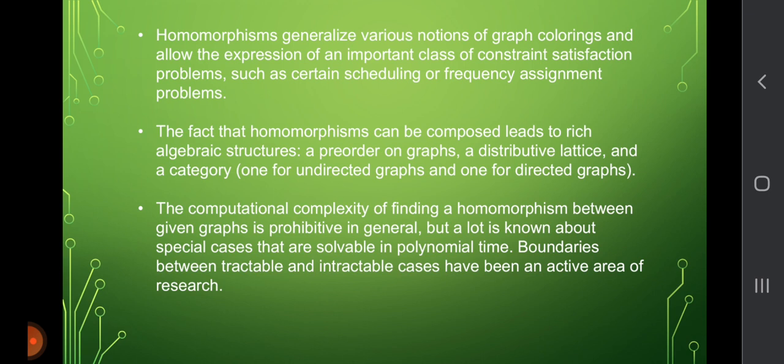Homomorphisms generalize various notions of graph coloring and allow the expression of an important class of constraint satisfaction problems, such as certain scheduling or frequency assignment problems. The fact that homomorphisms can be composed leads to rich algebraic structures: a preorder on graphs, a distributive lattice, and a category, one for undirected graphs and one for directed graphs.